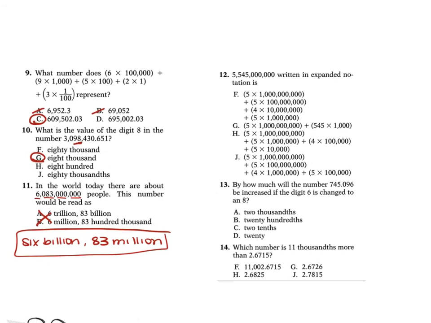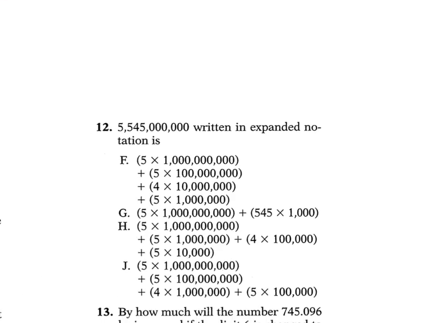For 12, we have 5,545,000,000 written in expanded notation is. So you have hundred thousands, millions, billions. So it's 5 times a billion, plus 5 times 100 million, plus 4 times 10 million, plus 5 times a million. So it's going to be F here. Yes, F.